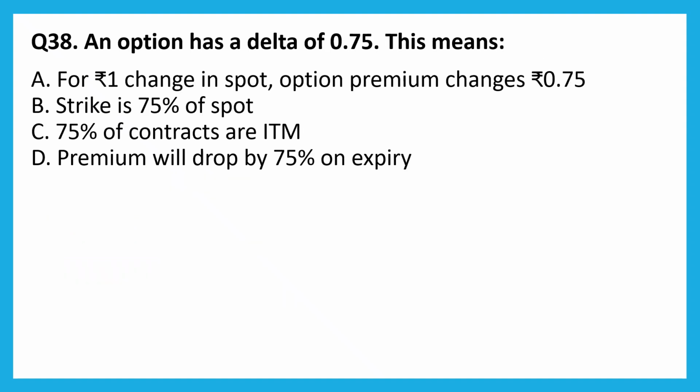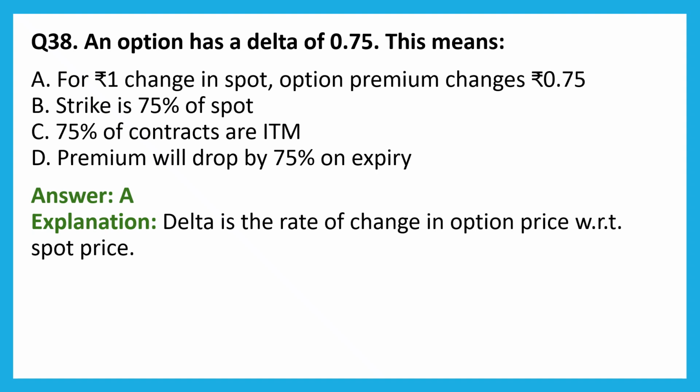Next question. An option has a delta of 0.75. This means option A for 1 rupee change in spot, option premium changes 0.75. Option B strike is 75% of spot. Option C 75% of contracts are ITM. And option D premium will drop by 75% on expiry. Correct answer is option A. Delta is the rate of change in option price with respect to spot price.